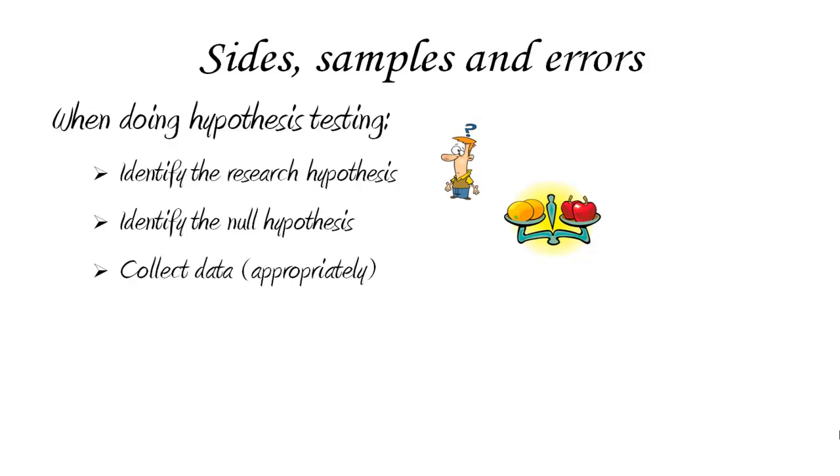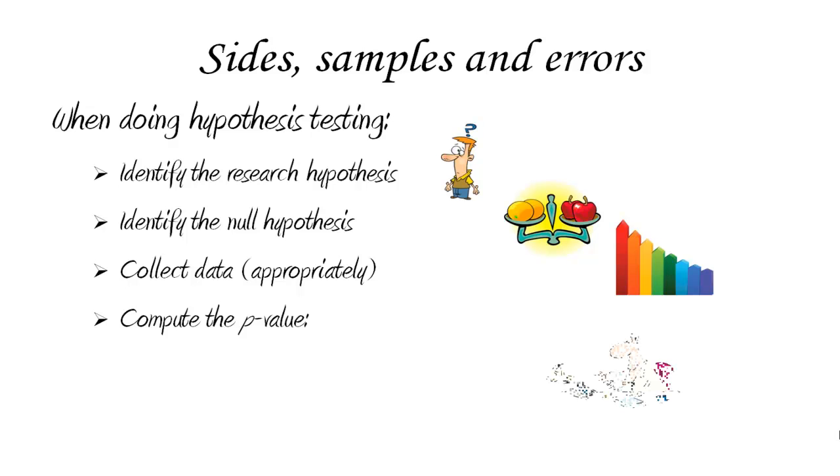Then we're going to collect data in some kind of appropriate fashion, which means using some kind of proper sampling technique, and we may also want to summarize those data in some graphs and descriptive statistics and so on. But then on the basis of that, we're going to compute this p-value. And then, of course, on the basis of the p-value, if the p-value is less than the significance level we have chosen, then we say yes, we go with the research hypothesis. Where we thought there was a difference, in fact, it looks like there is one.